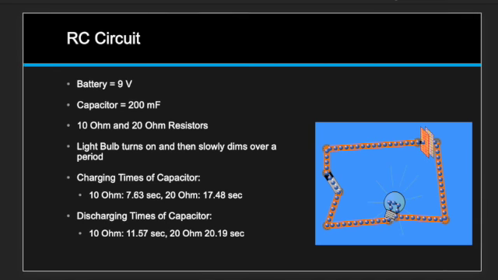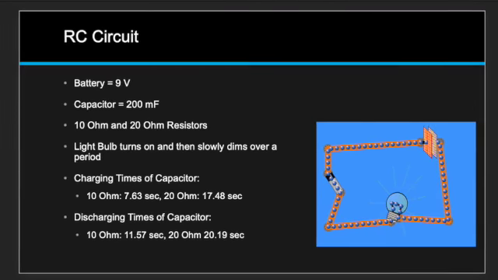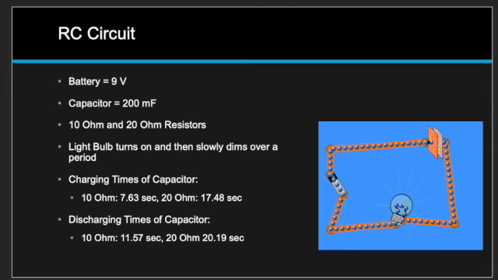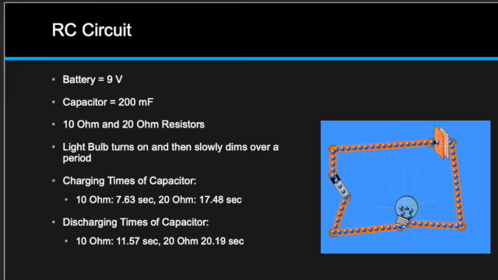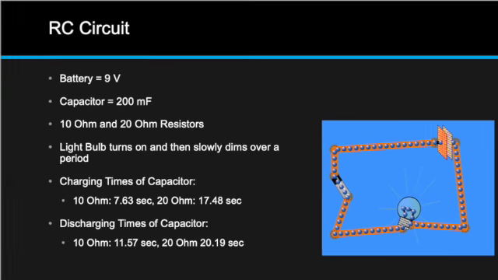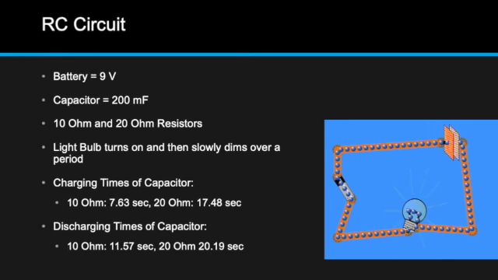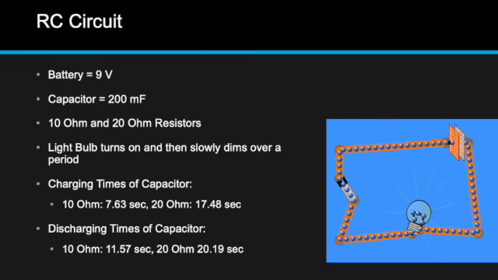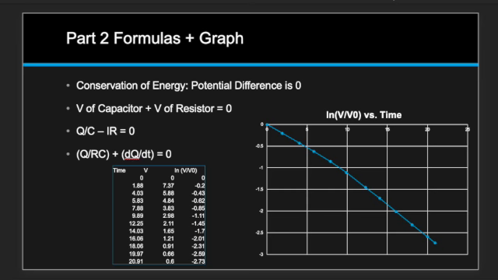Part 2 was the RC circuit. The battery was 9 volts and the capacitor was 0.2 farads, and we used 10 ohm and 20 ohm light bulbs. After we turned on this circuit, the light bulb turned on and then slowly dimmed over a period of time. The charging times for the capacitor for the 10 ohm light bulb was 7.63 seconds, and the 20 ohm light bulb was 17.48 seconds. The discharging times of the capacitor for the 10 ohm light bulb was 11.57 seconds, and the 20 ohm light bulb was 20.19 seconds.